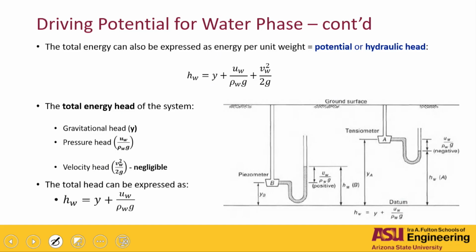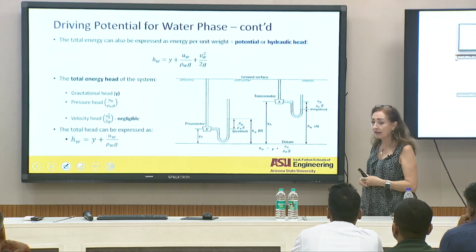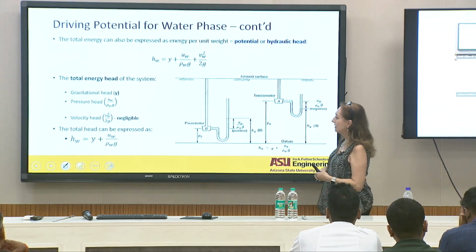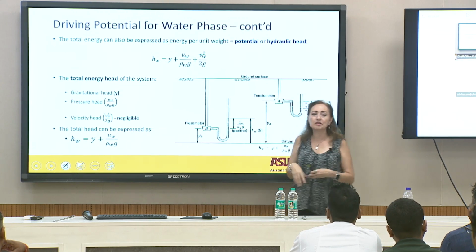So the driving potential can also be expressed, if you just get the unit weight of the water out of the equation, by the potential of the hydraulic head, right? That's what we have. So we got gravitational head, we got the pressure head, and we got the velocity head, which is usually again negligible if you compare to the other two. So the total head can be expressed as the gravitational head plus pressure head.